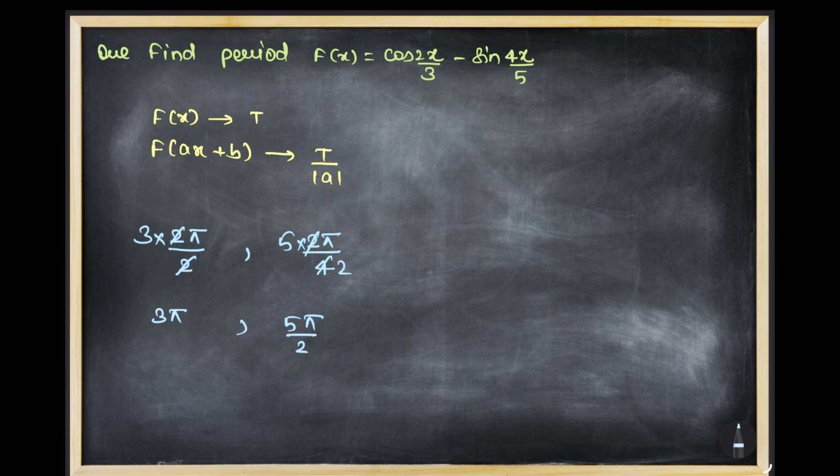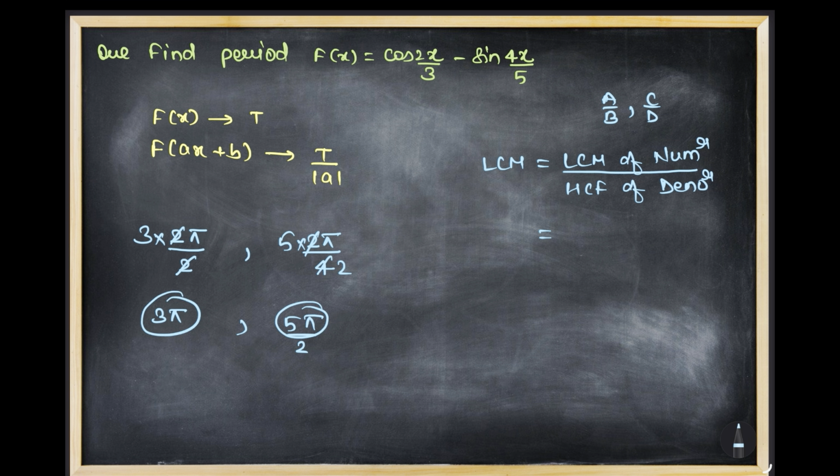So whenever you have to find the LCM, suppose you have fractions a by b and c by d, and you have to find the LCM. So what you should do? You should go with the LCM of the numerators, okay, divided by the HCF of the denominators. Okay, now what is the LCM of the numerators? If you observe the numbers 3 and 5, it is 15. So I will go with 15 pi.